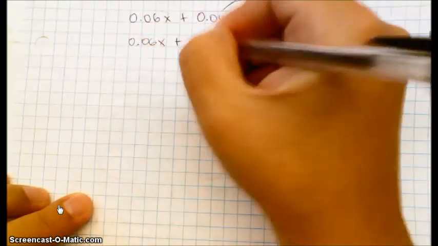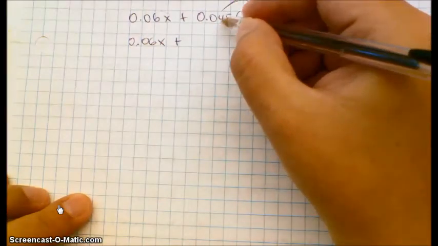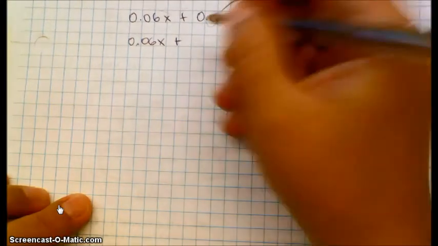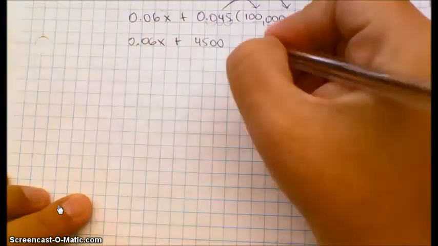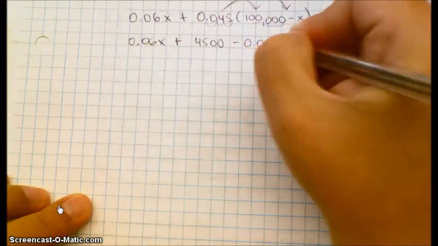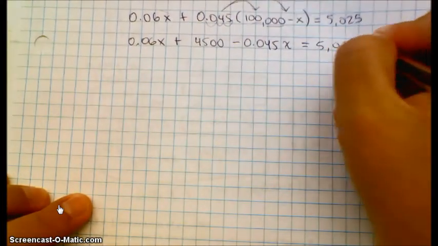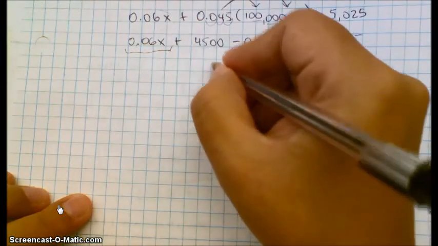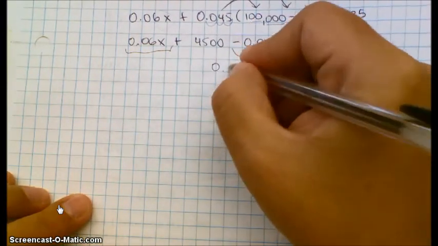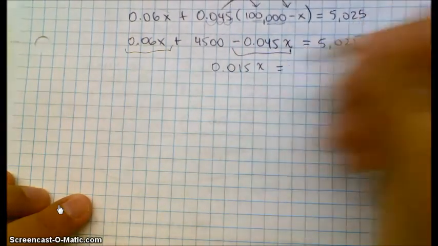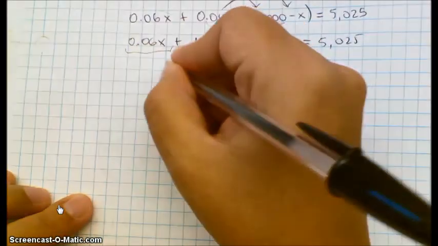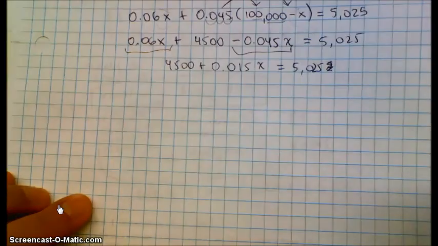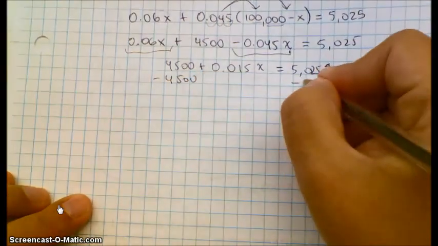So this term stays the same. And then I have to multiply 100,000 by this amount. So that means I have to move the decimal 5 times. So it's 1, 2, 3, and then 2 times more. That creates 2 zeros. Minus 0.045x equals 5,025. Nothing has happened on the right side. Now I'm free to combine like terms. And that would be 6 cents minus 4.5 cents. That would be 1.5 cents. Oh, I still have the 4,500. 25. And now I'm going to subtract by 4,500 each side.